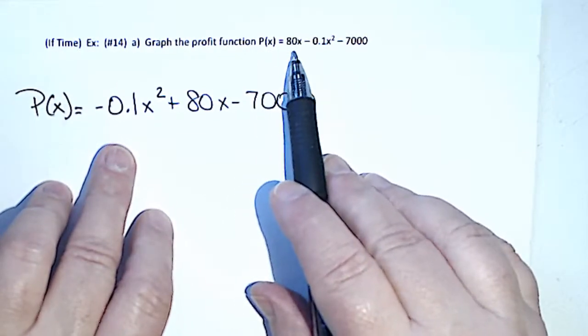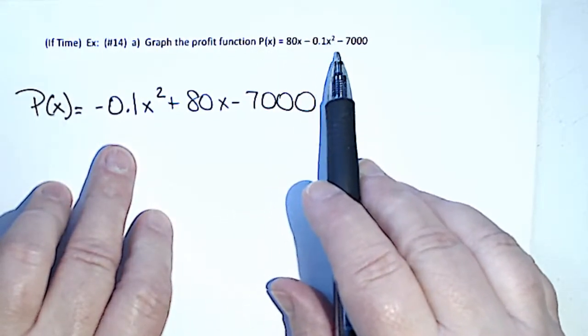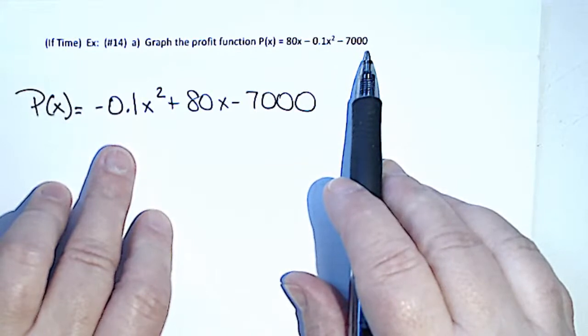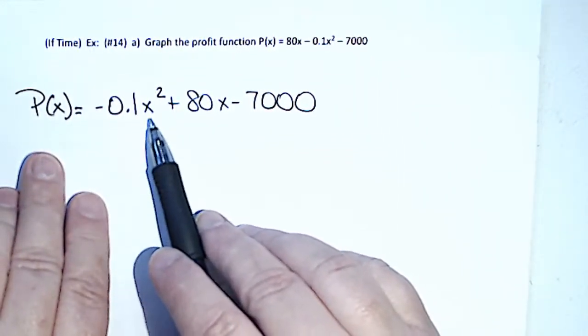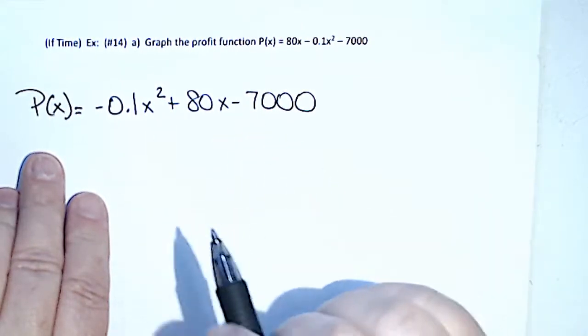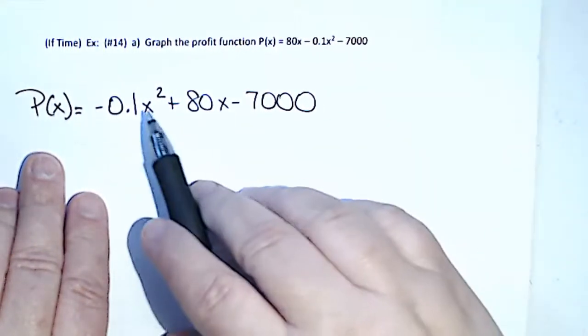P of x equals 80x minus 0.1 x squared minus 7,000. I've changed it to P of x equals the opposite of 0.1 x squared plus 80x minus 7,000. So I changed the order. I put the x squared first.